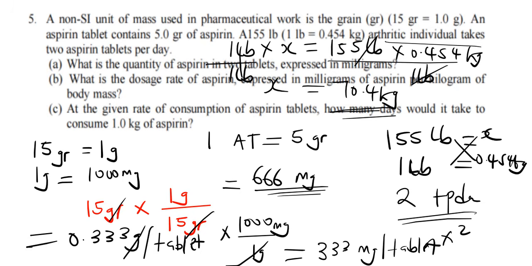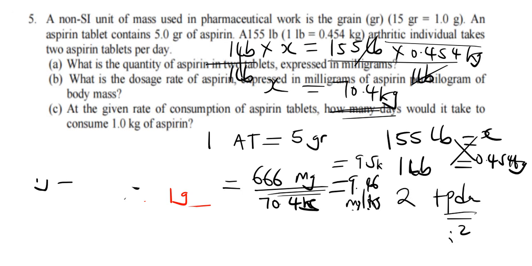Okay, so in this case we've got 666 milligrams divided by 70.4 kilograms. And when I divide that, what am I going to have? 666 divided by 70.4 kg, I'm just going to have 9.46. This will be milligram per kg. Now you can round it off to 2 significant figures. I'm going to have 9.5 milligrams per kg. Okay, so that is what I have there.